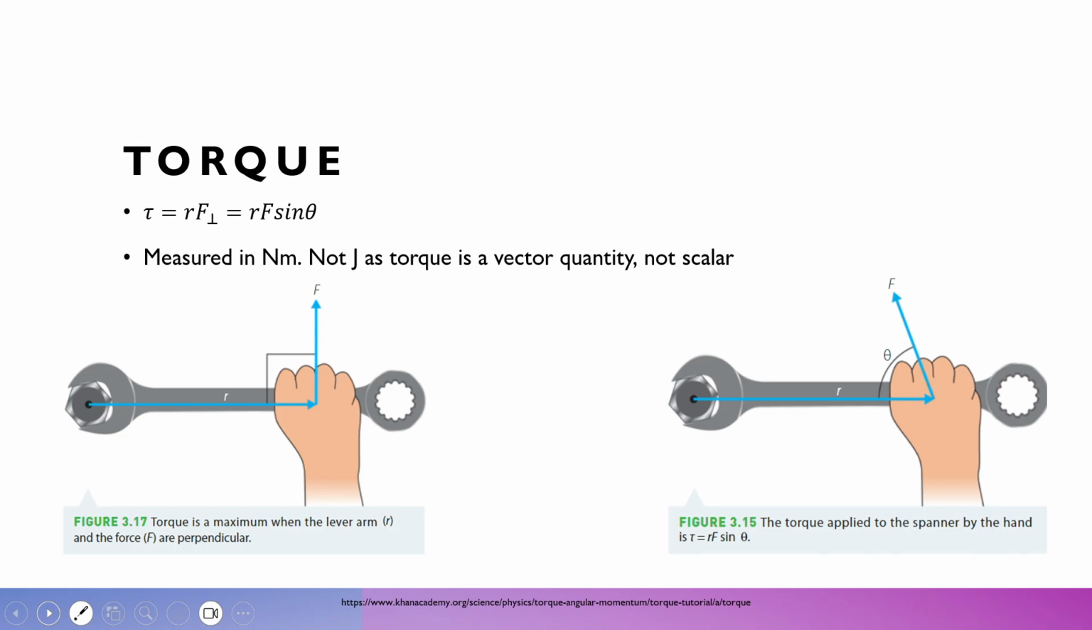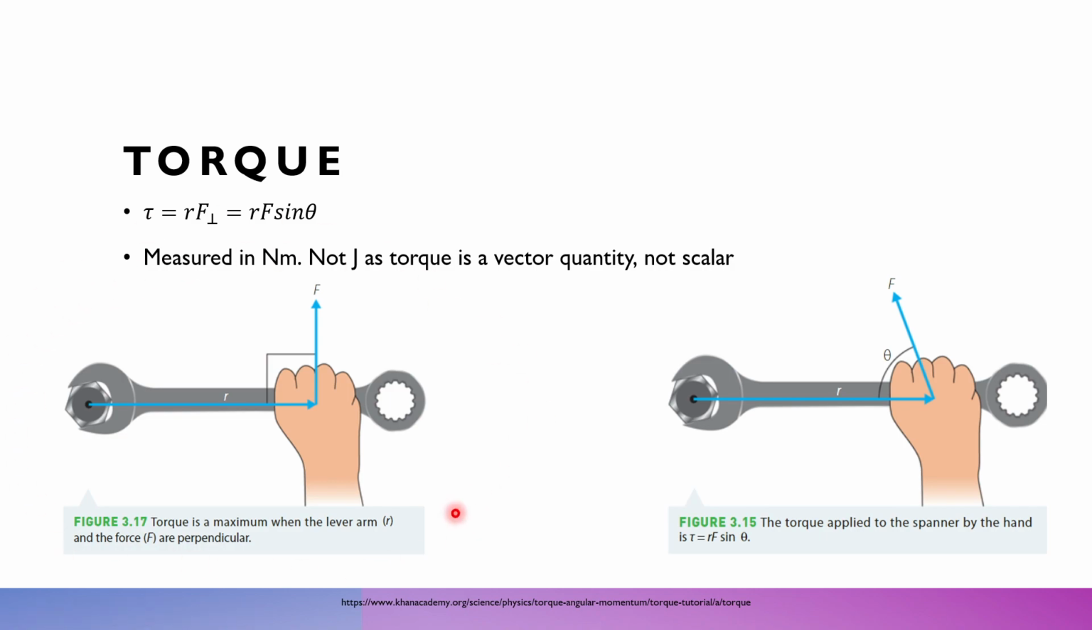We usually define work as an energy in joules. However, torque does not follow this same convention. We never show torque in joules. And the reason is that, as we talked about before, torque is a vector quantity, not scalar. Energy is scalar. Therefore, scalar measurements can be expressed in joules. Vector quantities like torque cannot.